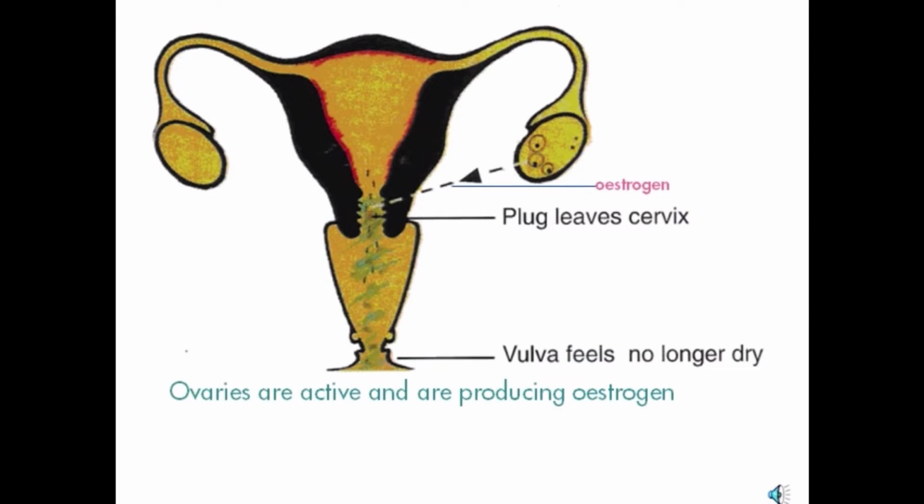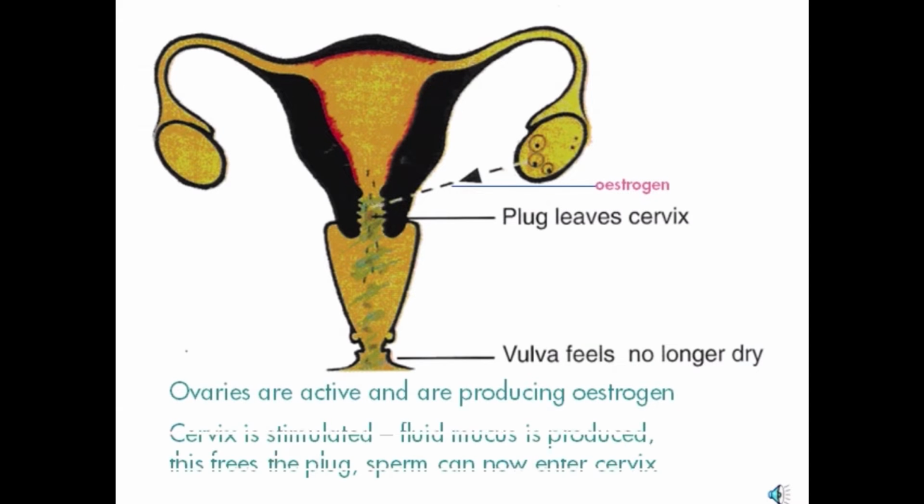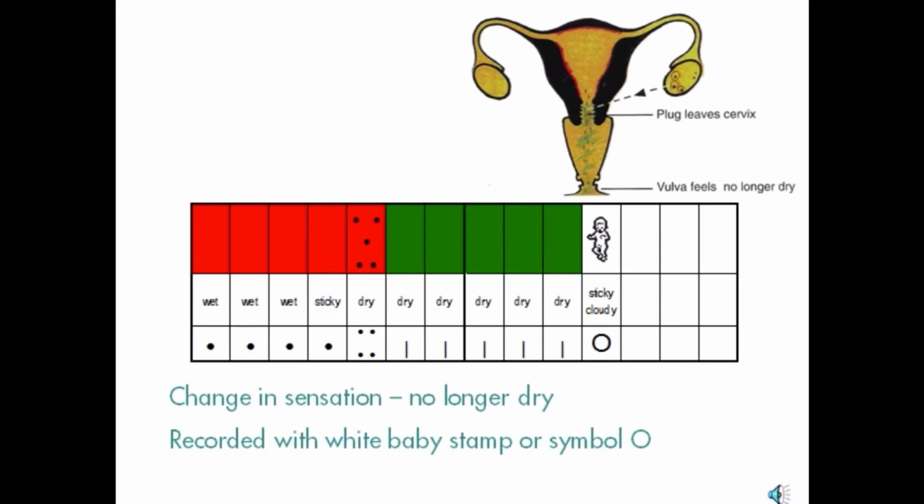The fertile phase of the cycle begins when the ovaries start to produce estrogen as the egg develops. Estrogen now stimulates the cervix, causing it to produce a particular type of mucus, which dislodges the dense plug. The woman notices a change in her observations. Sperm can now enter the cervix. The couple is potentially fertile. Sensation is recorded with a baby stamp or circle.